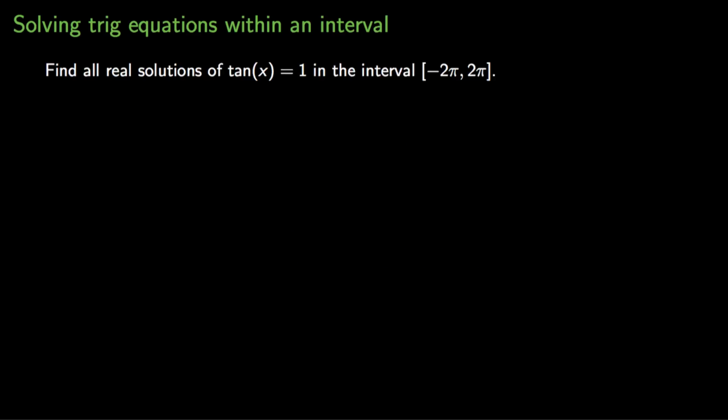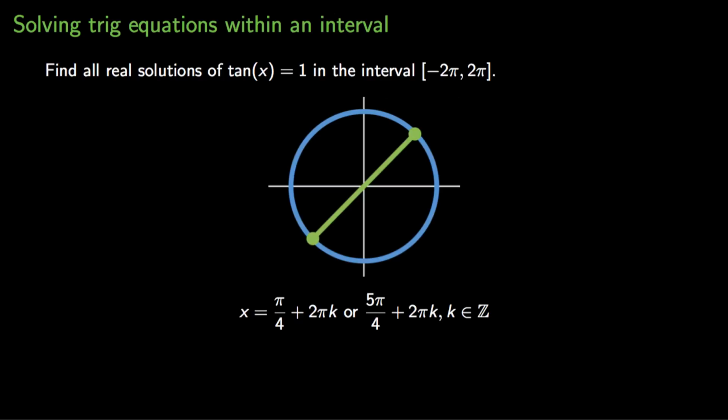So one more example for good measure. Let's say I want to find all the real solutions of tan x equals 1 inside of the interval -2 pi to 2 pi. First I have to ask myself, where does the tangent function give me +1? Now there are really 2 locations where this happens. There are 2 places where the x and y coordinates on the unit circle are equal to each other and you get +1. There's one in the first quadrant and one in the third.